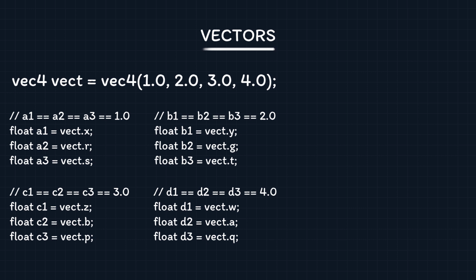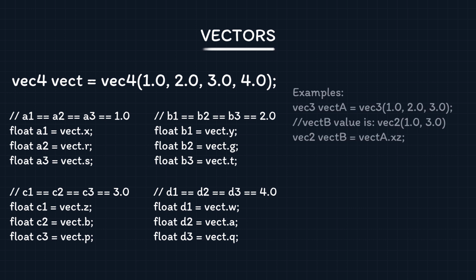As you see, we have a variety of notations that do the same thing, but you should use the right one depending on the context. So if you're dealing with vertices positions, it would make more sense to use x, y, and z. If you're working with colors, it would make more sense to use r, g, and b, and s, t, and p if you're working with textures.